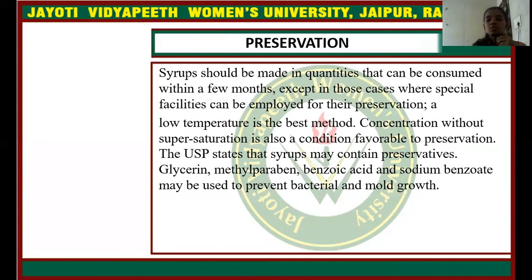So syrups should be made in quantities that can be consumed within a few months, except in those cases where special facilities can be employed for their preservation. Low temperature is the best method. Concentration without supersaturation is also a condition favorable to preservation. The USP states that syrups may contain preservatives. Glycerin, methyl paraben, benzoic acid, and sodium benzoate may be used to prevent bacteria and mold growth.